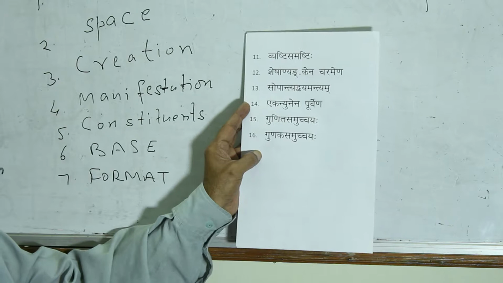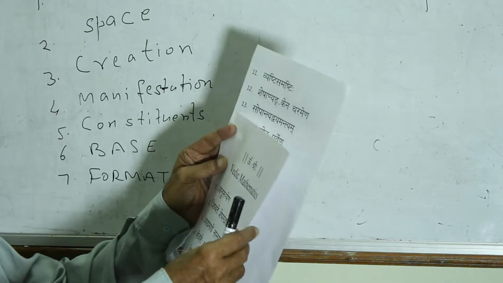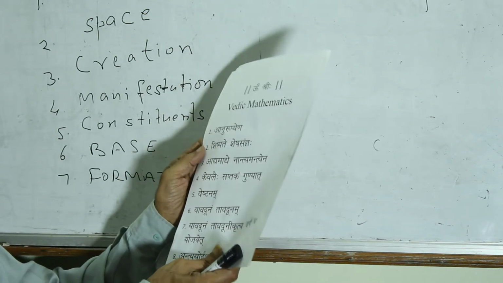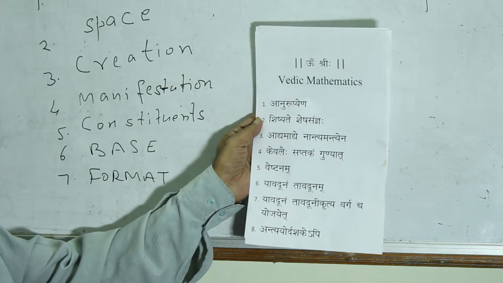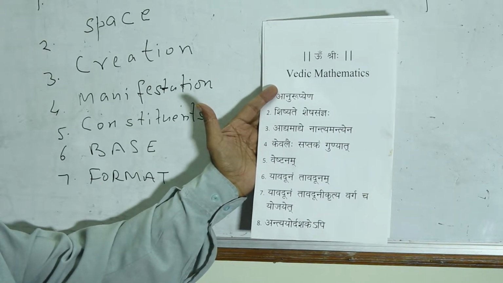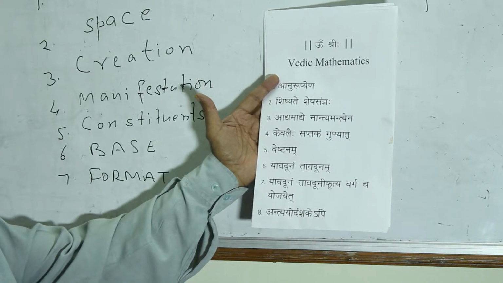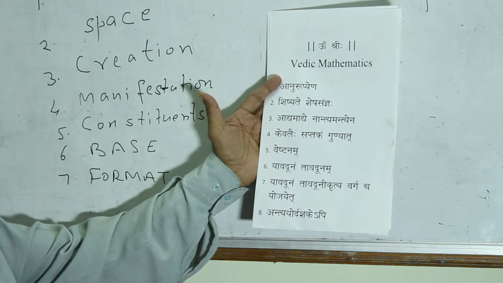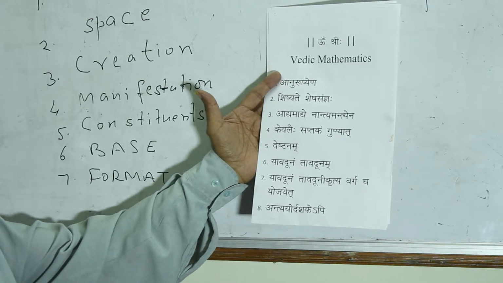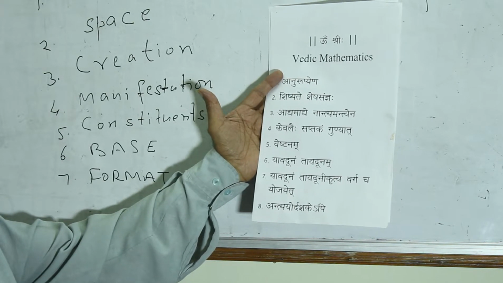These 16 sutras have, in addition thereto, 13 Upsutras. The first Upsutra is Anurupyena. Second Upsutra is Shishyate Sheshasamjnah. Third Upsutra is Adyamadyenantyamantyena. Fourth Upsutra is Kevalaih Saptakam Gunyat.